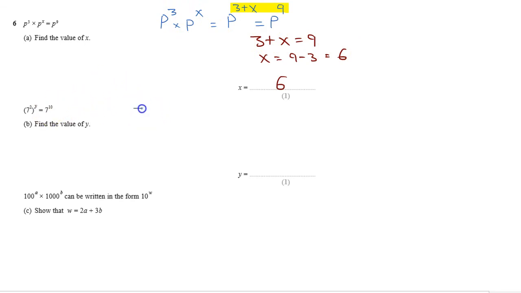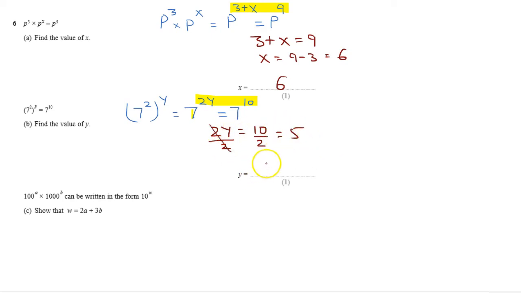Second part, 7 to the power 2, all to the power y. Whenever the power is outside the bracket and inside the bracket, we multiply. So 7 to the power 2y is equal to 7 to the power 10. Now the same thing, we compare this. 2y is equal to 10 because the bases are equal. Divide both sides by 2. So 10 over 2 is 5. So y is equal to 5.